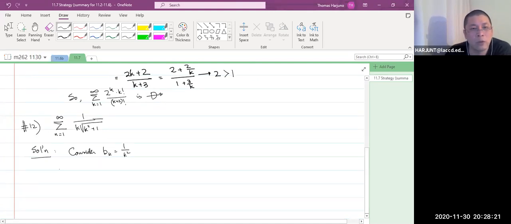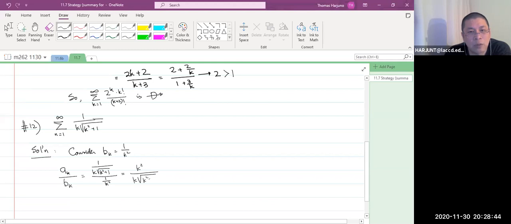Now I will perform the limit comparison test. So a_k over b_k equals 1 over k square root of k squared plus 1, over 1 over k squared, that is equal to k squared over k square root of k squared plus 1, which is k over square root of k squared plus 1, divided by k. Actually, I can just divide by k squared earlier, huh? What am I doing? Thinking too hard.